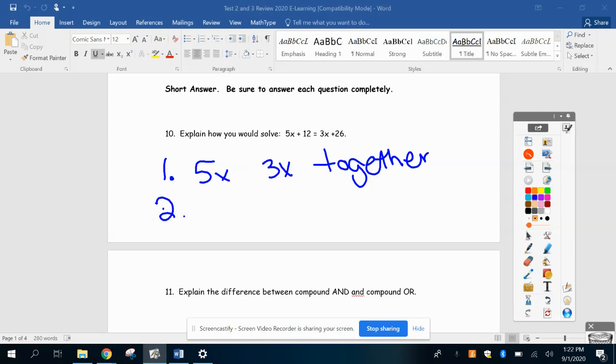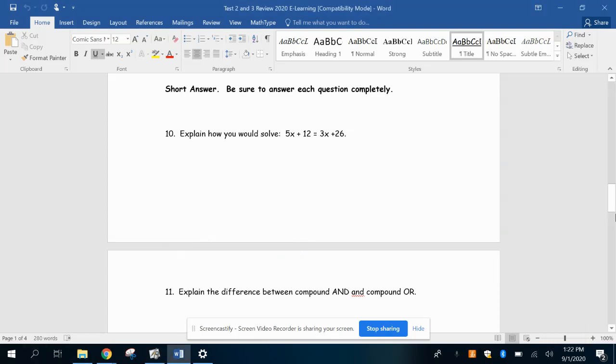Okay, your second step should be something about how you're getting the 12 and the 26 together. And again, something about how they're on opposite sides. You're subtracting that. And then your final step would be that you are dividing each side to get x by itself. So you can sort of choose your words there as to how you would explain it. I don't want to put words in your mouth or fill that in, so I'm going to leave that up to you.